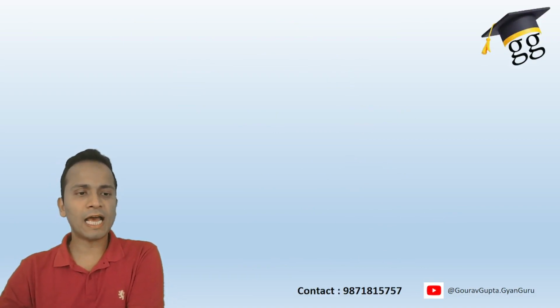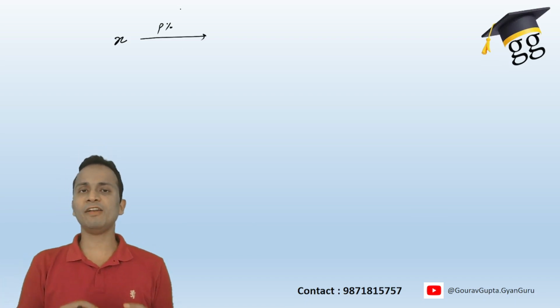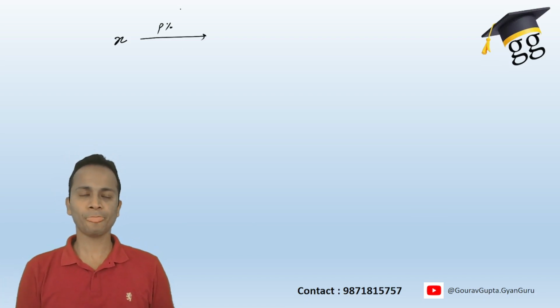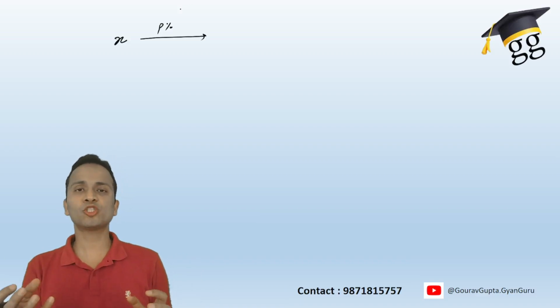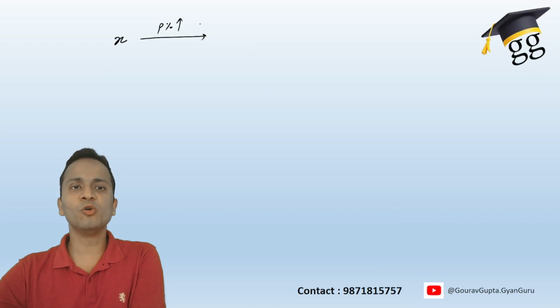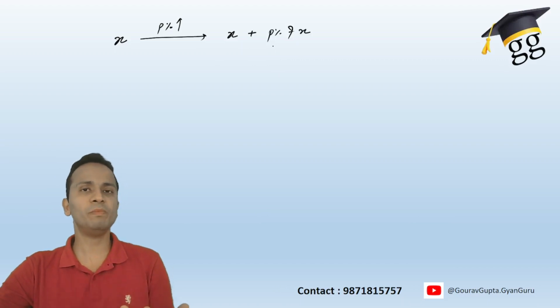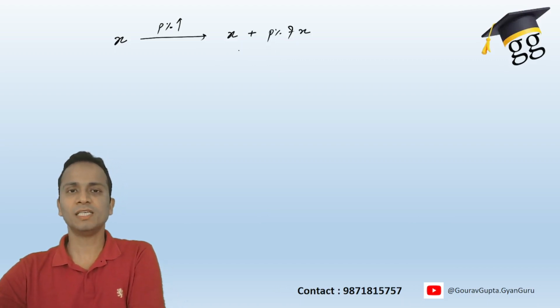So let's consider an initial value of x. ठीक है, इनिशियल नंबर एक x है, एंड आई वांट टू इंक्रीज इट बाय p परसेंटेज. ओके, एंड विल हैव टू फाइंड आउट द फाइनल वैल्यू. सो x इनिशियल वैल्यू है, x को मुझे इंक्रीज करना है p% से. ओके, सो व्हाट आई विल डू इज in x I will add p% of x. Okay, so x plus p% of x will be the final value.